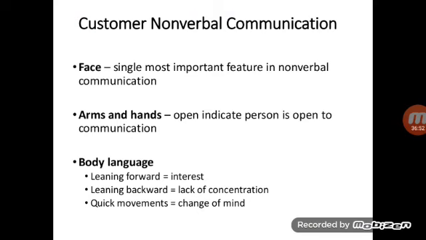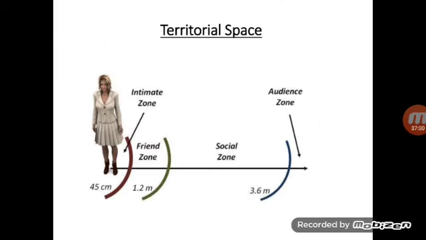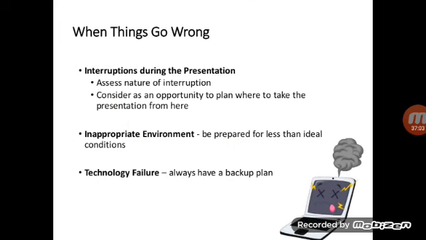When your customers ask you questions, whether you are interested or not can sometimes be known from your facial expression and your body language. Territorial space, not very important. When things go wrong during your presentation, when there are interruptions, assess the nature of the interruption. Consider it as an opportunity to plan where to take the presentation from here. So when there are interruptions, you have to be ready for your breakouts. You have to know when there's an interruption, what is the next thing that you can do.